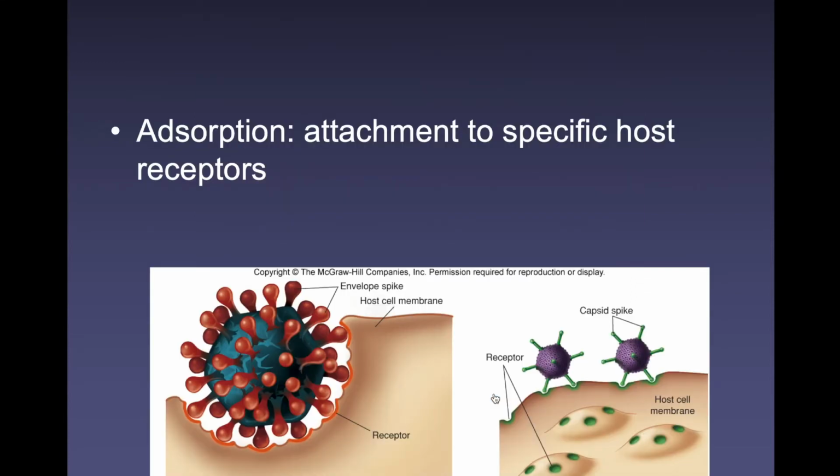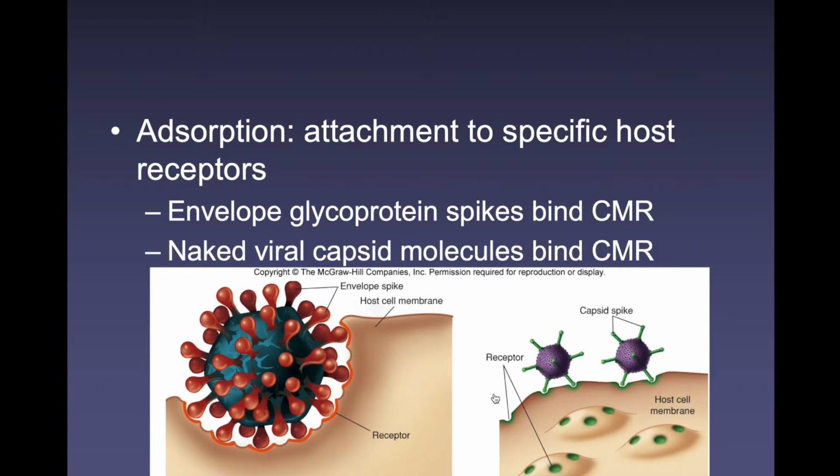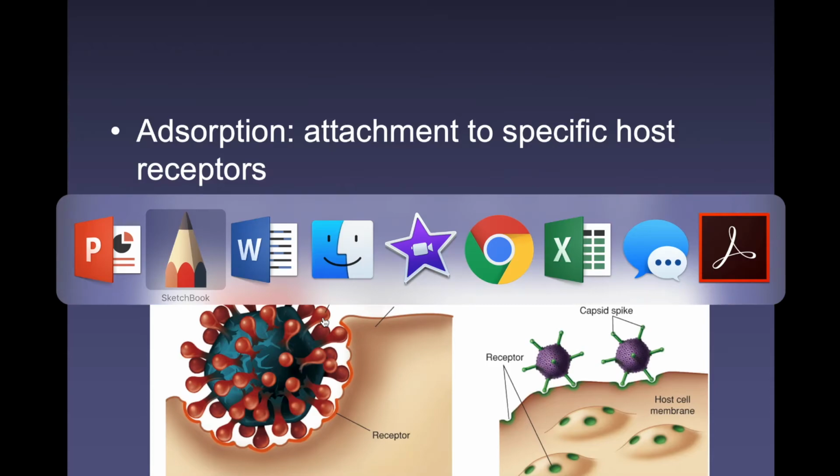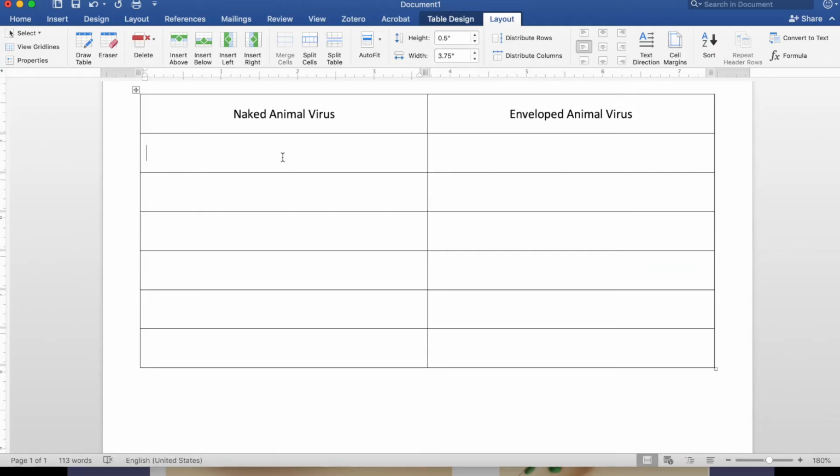So again, step one, adsorption or attachment. This varies dependent upon, actually, it doesn't really vary. For the enveloped viruses, the glycoprotein spikes are embedded in the envelope itself. For naked viruses, there are capsid spikes, or glycoprotein spikes, here and here. They are different, but the general premise is the same. So let's go to our little chart here, same as we had before. Step one is attachment, adsorption.